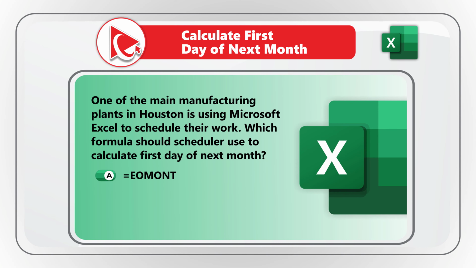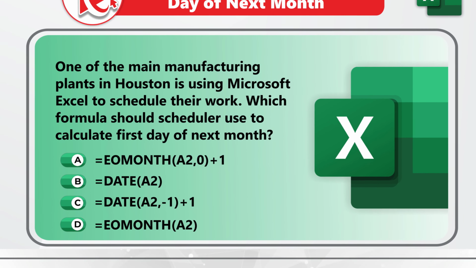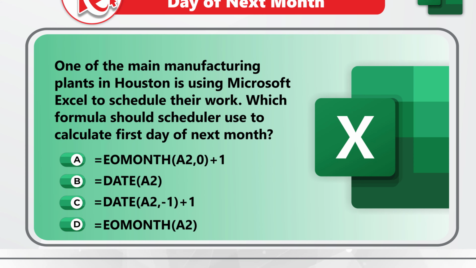Choice A, EOMONTH with the parameters A2, 0 plus 1. Choice B, using the DATE formula. Choice C, using the DATE formula but with different arguments. And then last but not least, choice D, MONTH with the argument A2. Do you know the answer? Take a close look, as the answer to this question may not be obvious.